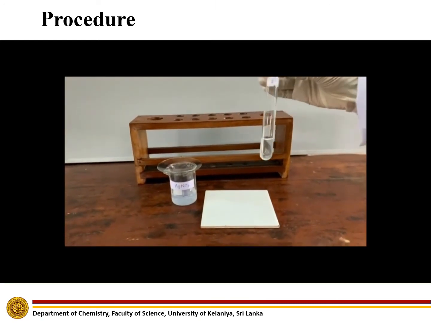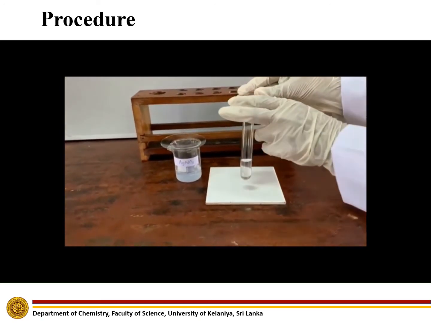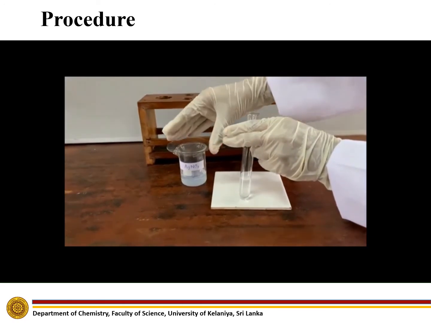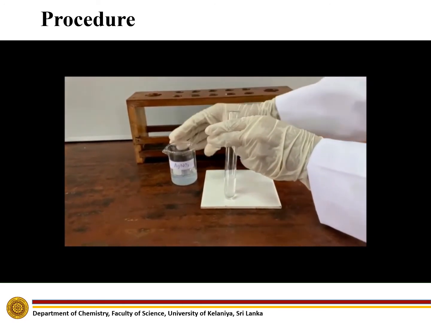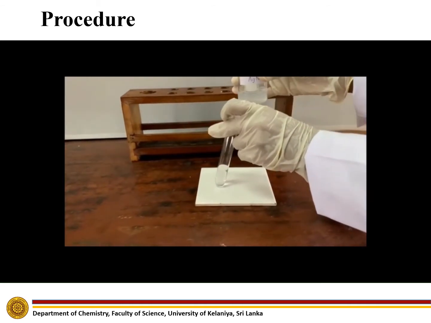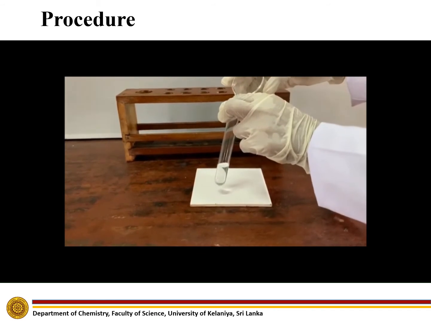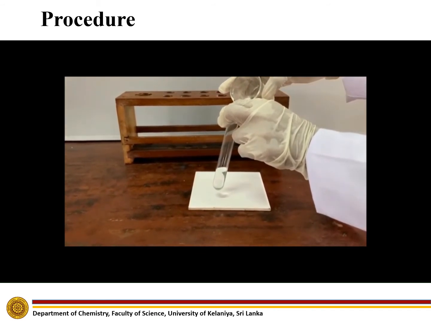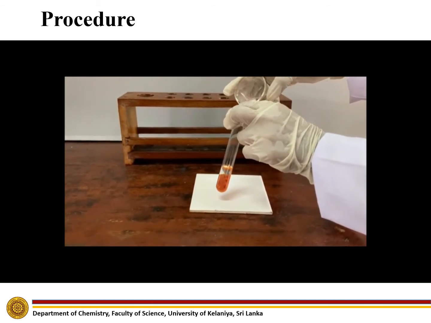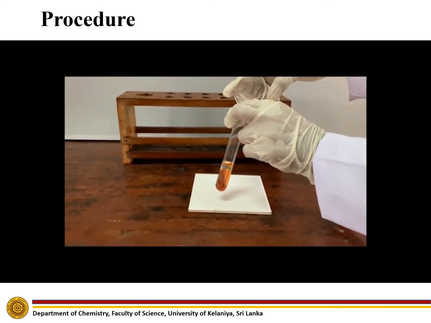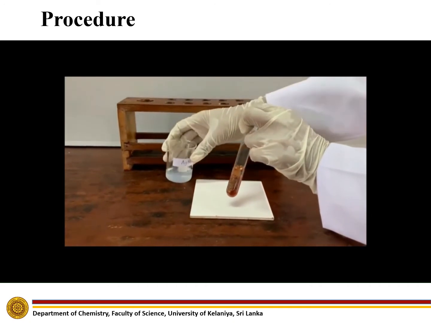Procedure. You have been given a sulfide solution. Add a few drops of silver nitrate solution to the sulfide solution. A black precipitate is observed.